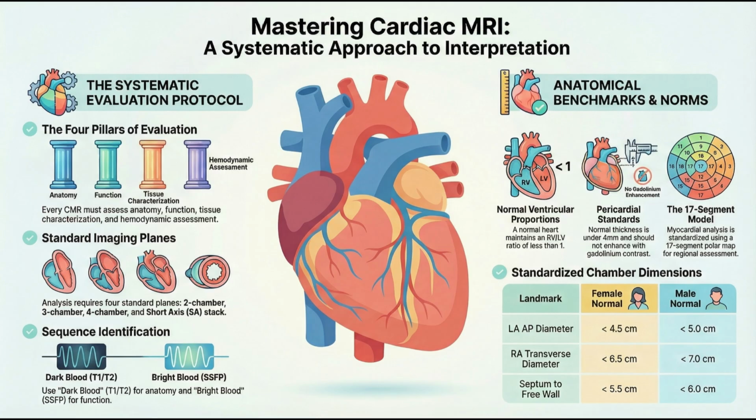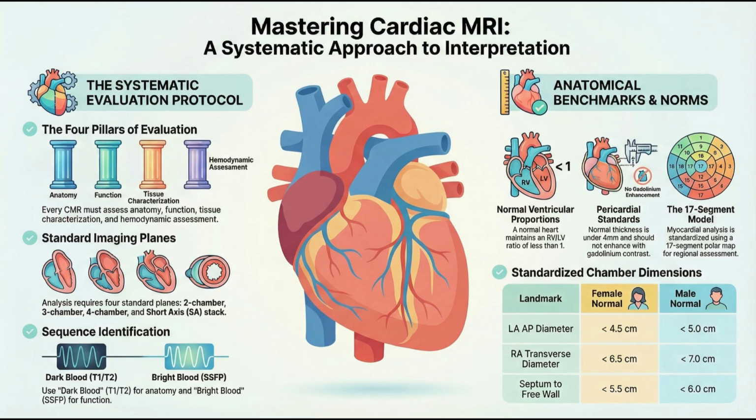Okay, so let's start there. The paper argues that if you just start clicking through images randomly, you're going to miss things. You need a system. What are these 4 pillars? It's actually surprisingly intuitive when you break it down. Every scan you look at falls into one of 4 buckets: anatomy, function, tissue characterization, and hemodynamics. If you just keep those buckets in mind, you stop seeing a blur of pixels and you start answering specific questions. What's the structure? How's it pumping? What's the muscle actually made of? Is there scar tissue? Is there fat? And finally, how is the blood flowing?